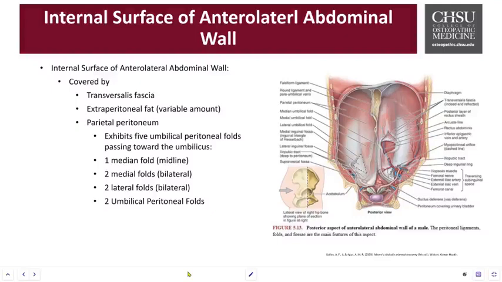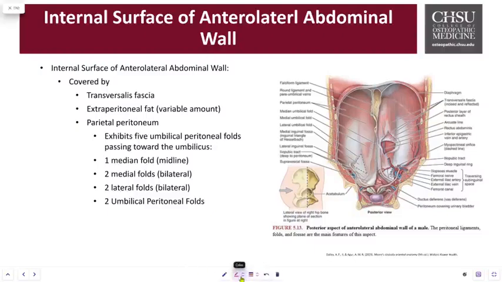Within the median fold, the underlying structure is going to be your median umbilical ligament, or the remnant of the fetal urachus. The two medial umbilical folds are going to be the medial umbilical ligaments located on either side of the median fold, and the lateral umbilical folds are what contain the inferior epigastric vessels, the arteries and veins, and these do not obliterate. The umbilical folds usually refer to all of them collectively, and more specifically they're categorized as one median, two medial, and two lateral.